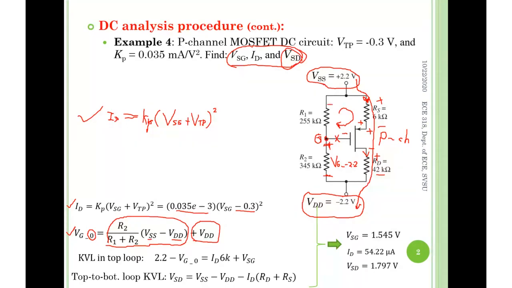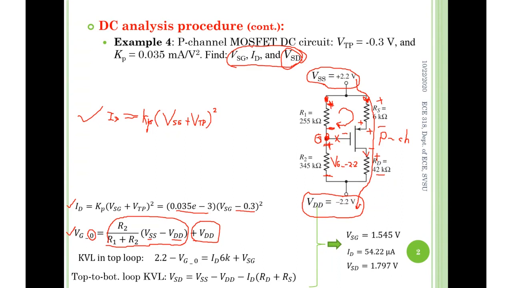As I said, you need a voltage across R1, which is the voltage involved in this VSG loop to write that KVL, right? So who is the voltage across R1? It equals the voltage at this terminal of R1 minus the voltage at this terminal of R1. Does it make sense? So the voltage at this terminal of R1 equals what? Nothing but positive 2.2 volts.